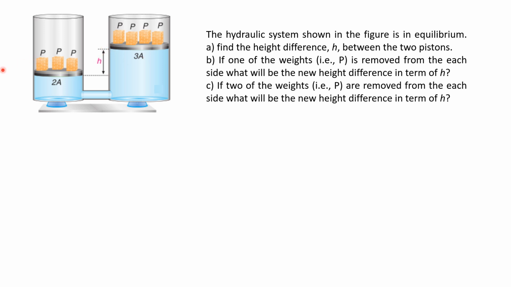B. If one of the weights is removed from each side, what will be the new height difference in terms of H? So now we're going to remove one weight here, another weight from this side, and we have to find the new height difference and express it in terms of the H that we found in part A. C. If two of the weights are removed from each side, what will be the new height difference in terms of H? Okay, so now instead of removing one, we're going to remove two weights from here and two weights from here, and we have to express the new height difference in terms of the H that we found in A.